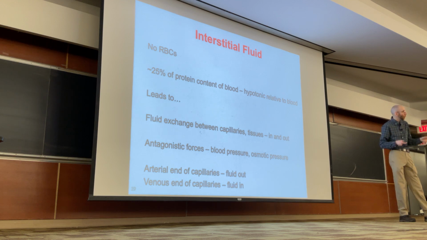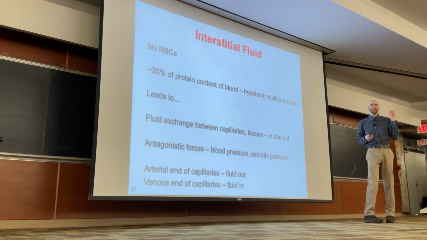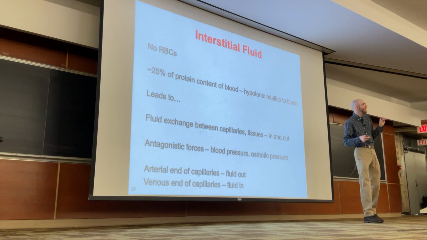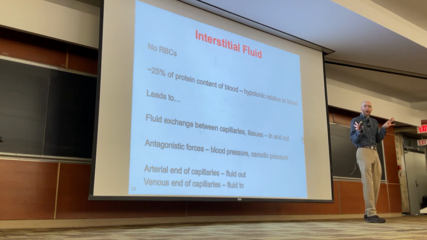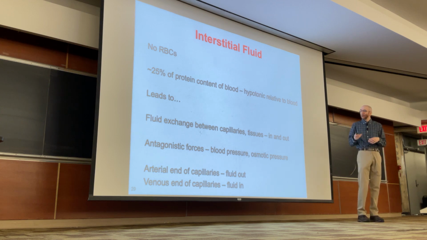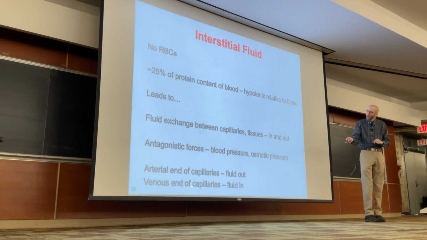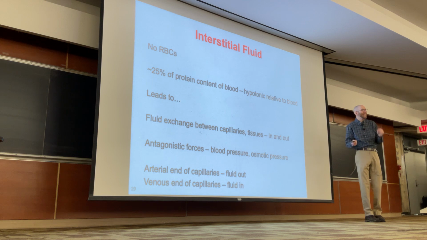So this leads to a really interesting dynamic because at the arterial side of the capillary beds, where the capillary beds start, the blood is at high pressure, which means you have a net movement of liquid out. But then as you move through the capillary bed, the pressure goes down. So you stop losing fluid via blood pressure, but that osmotic pressure is still there, moving fluid back in. So by the time you get to the venous end, the end that's going to coalesce back into the venules, you're going to have a net movement of fluid in.